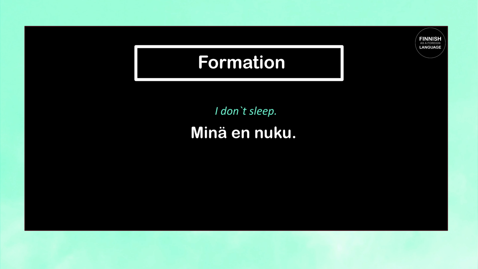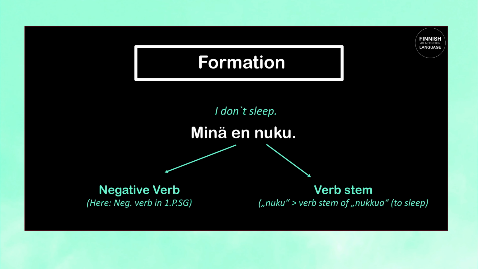So when we want to say I don't sleep in Finnish, then we say minä en nuku. So en is our negative verb, and then we have nuku here, which is the verb stem of the verb nukua, which means to sleep. By the way, if you're unsure what a verb stem is or how to find it, we will also go quickly through it in a moment. Now let's focus first on what a negative verb actually is.